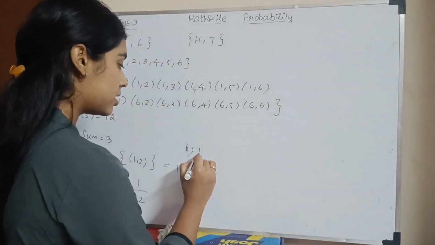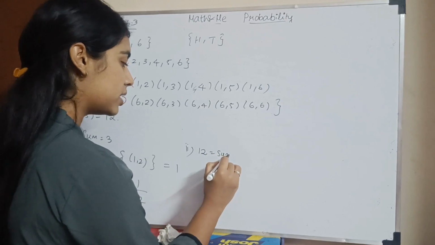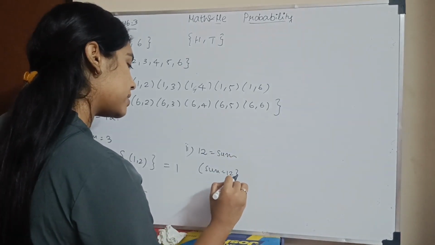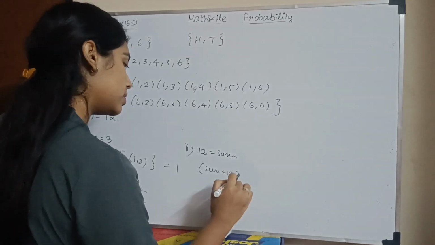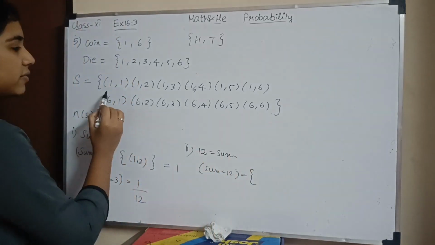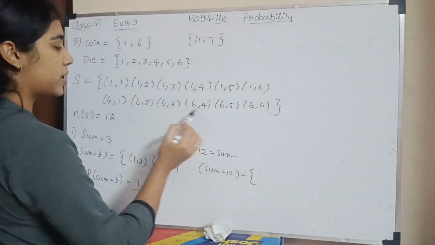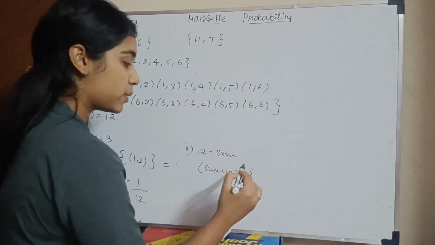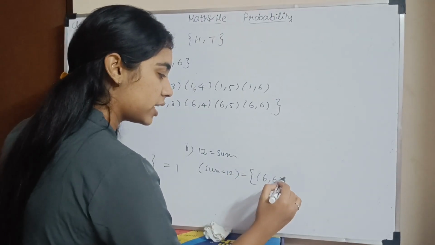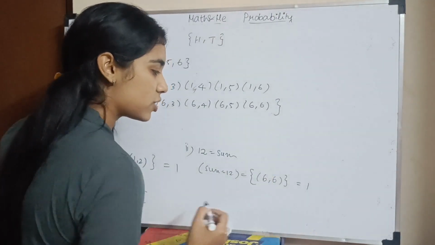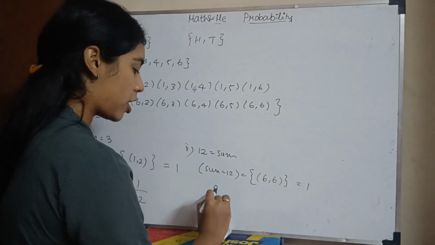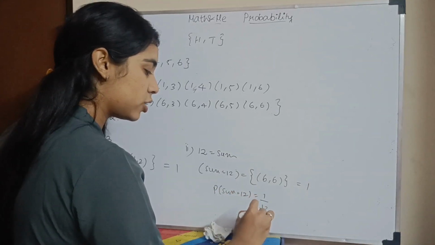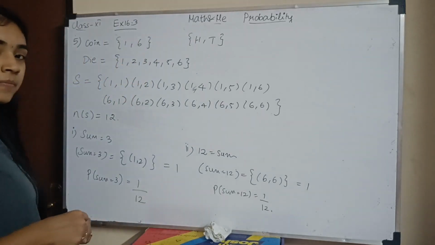Similarly, what is my second subsection? The sum is 12. So what is the sample space for sum equals 12? Which two numbers, when added, give 12? 6 plus 1 is 7, 6 plus 4 is 10, 6 plus 6 is 12. So my only element in the sample space is 6, 6. So the number of elements is 1. So the probability that the sum is 12 is 1 by the total outcome, which is 12. Understood?